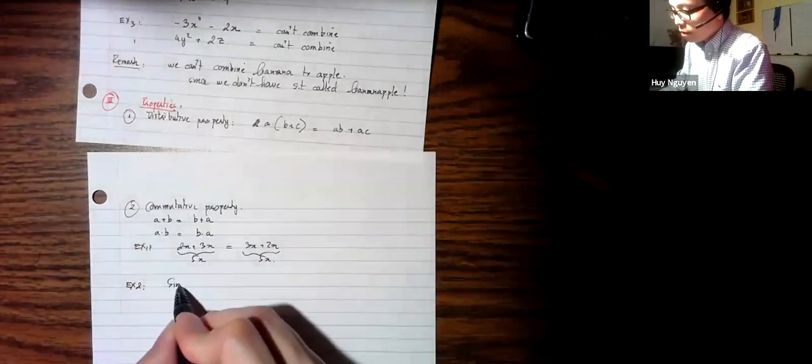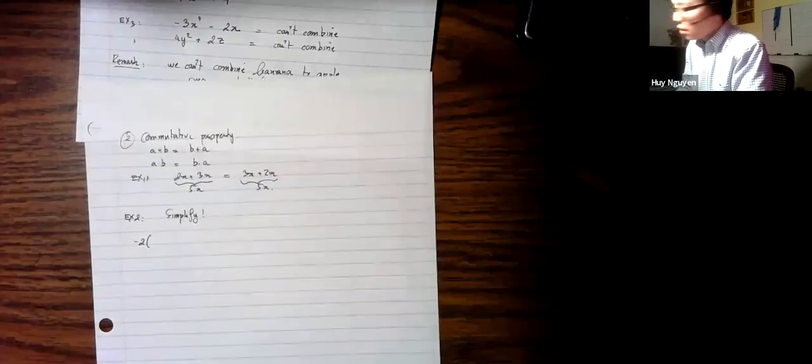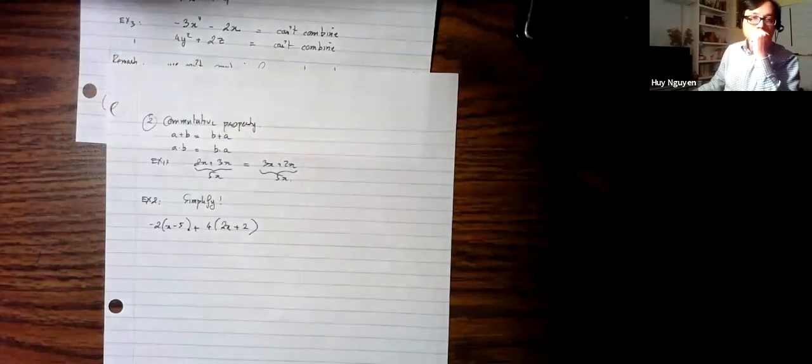Let me give you another example on simplifying algebraic expressions. Something more complicated, something where you have to use the distributive property. So example 2. Simplify the following algebraic expression. What if I have -2 times x minus 5 plus 4 times 2x plus 2? Wow, look at that. We have parentheses, right? It means that we should apply the distributive property.